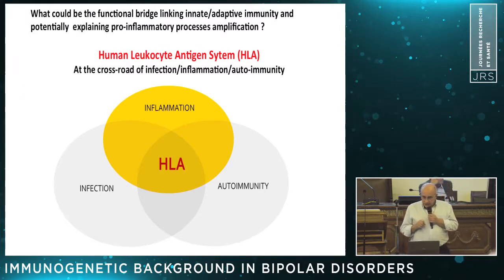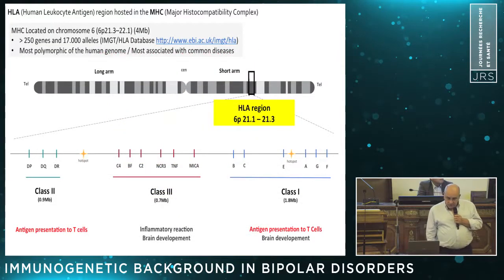For an immunologist and for a histocompatibilist, the answer is clear. It's the HLA system, which is the system at the crossroad of infection, inflammation, and autoimmunity. And the sequence of events could be infection, non-resolved infection, inflammation, and after that, autoimmunity. The HLA system is hosted by the MHC, the major histocompatibility complex, on chromosome 6.